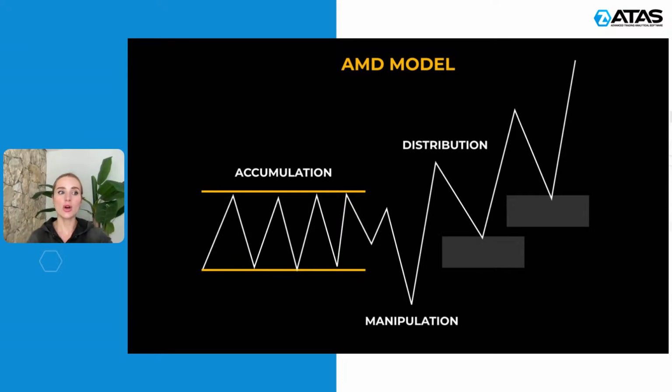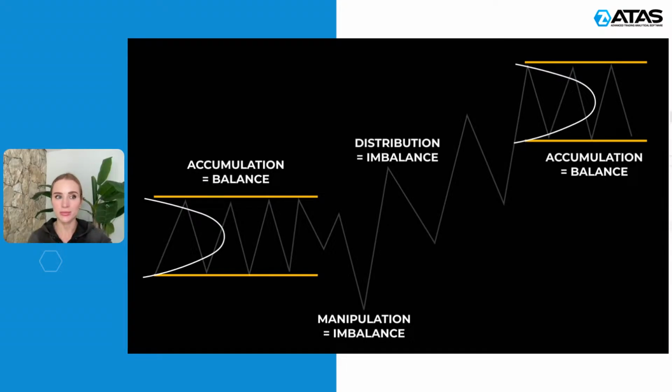Okay, so let's link this back to the market auction theory. We spoke about responsive and initiative trades. The manipulation phase is frequently that initiative breakout attempt from balance that proves false. Distribution, in contrast, is an initiative breakout that succeeds and evolves into a trend, while price remains in accumulation or a balance.